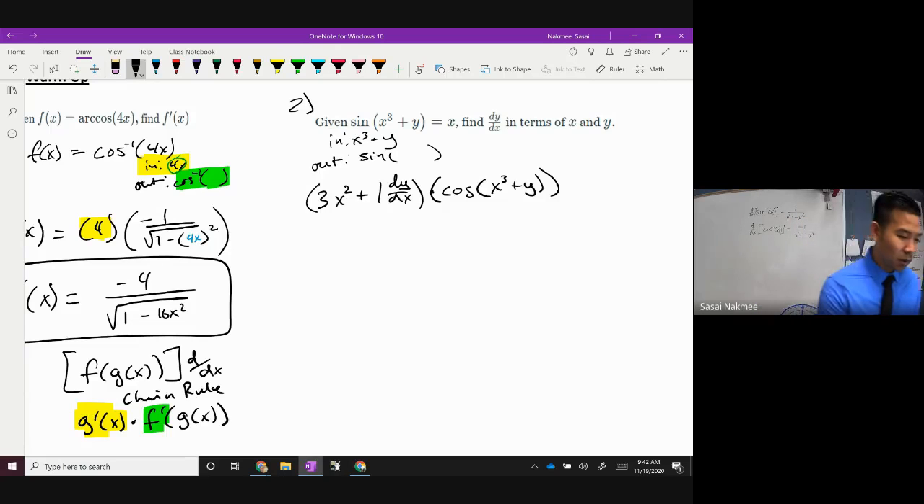And this, of course, is going to be equal to, what's the derivative of x? Derivative of x is just going to be equal to 1.